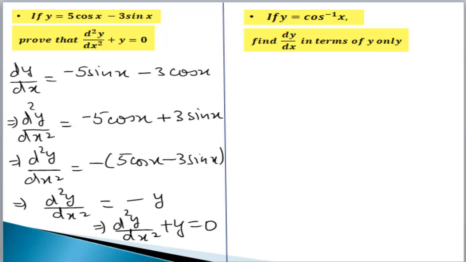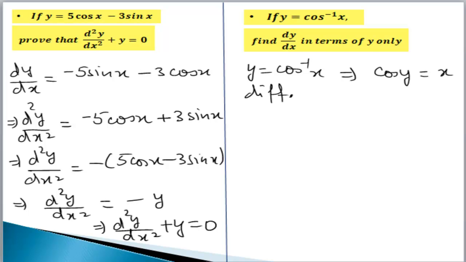Now see another one. Here y is defined as cos inverse x and they are asking you to find dy over dx only in terms of y. So we can do some rearrangement here. We can write y is equal to cos inverse x as cos y is equal to x. Now we can go for differentiating, so differentiating both sides with respect to x.